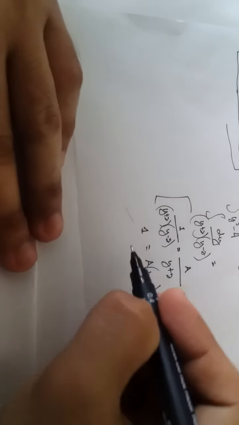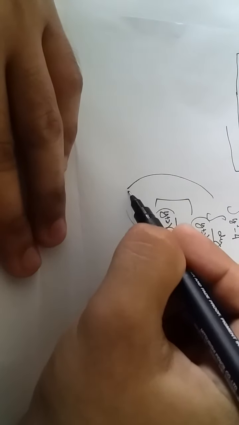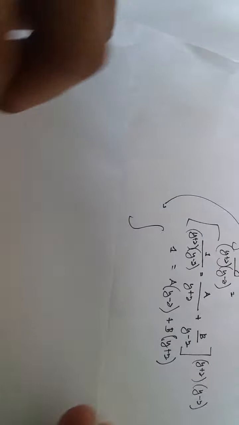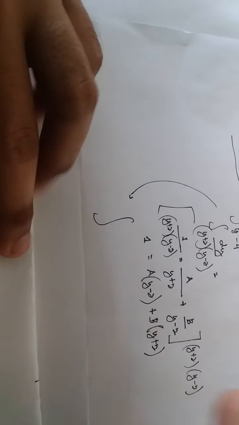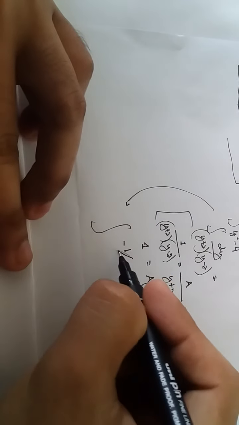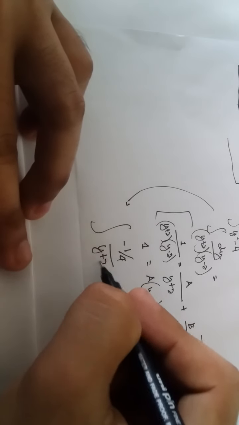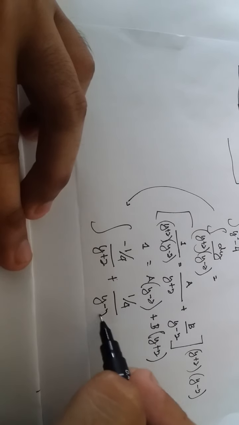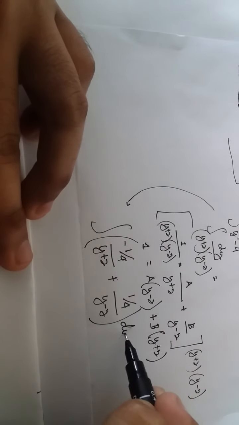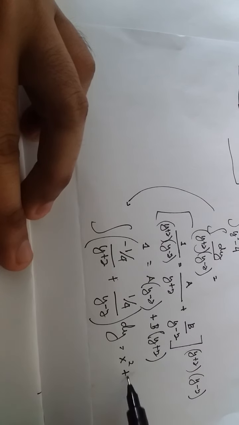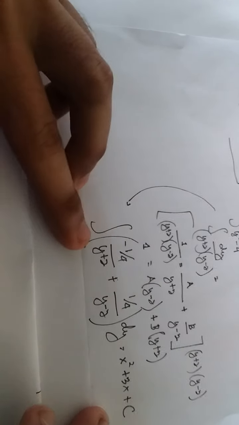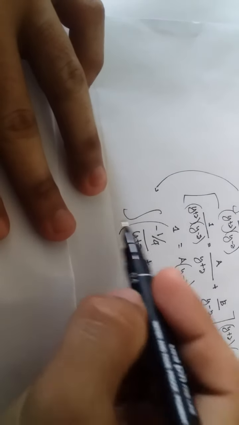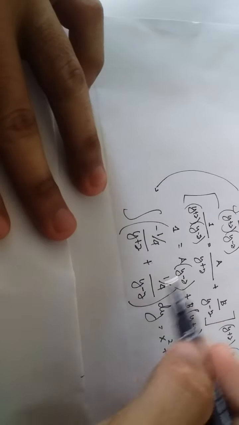So we can write the integral here as the integral of negative 1/4 over y plus 2, plus 1/4 over y minus 2, dy, is equal to x squared plus 3x plus c. Okay, so we'll integrate this left hand side.